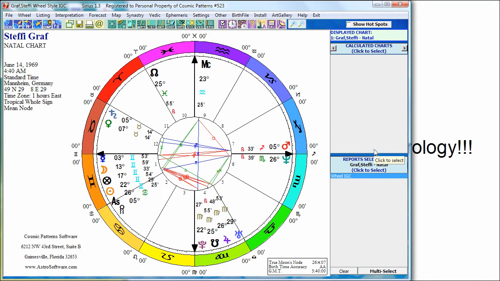So I click on whole sign, and here what happens is the house is a sign. The first house is Gemini. The ascendant is placed in the house. This all didn't quite fit, so it overlapped into the next house. But this is 26 Gemini, which is still over here in Gemini. So these are all the first house.